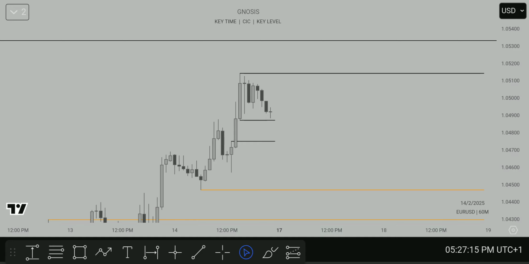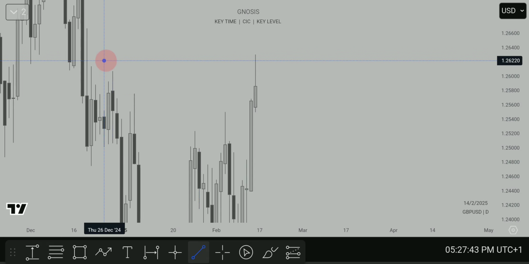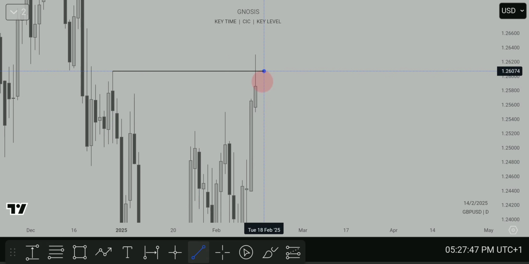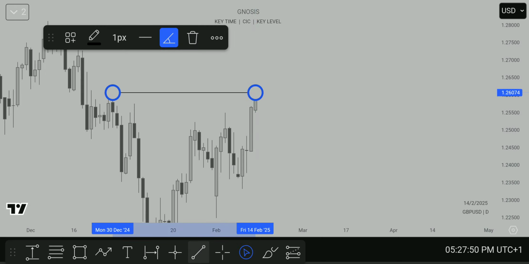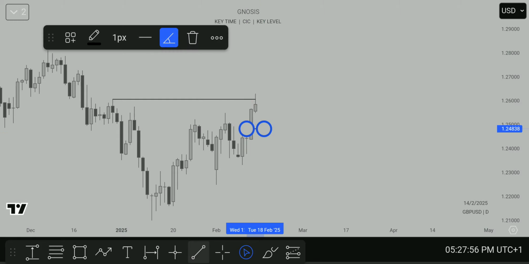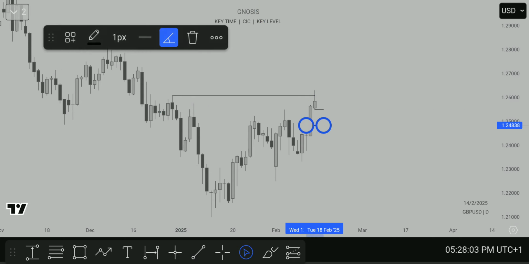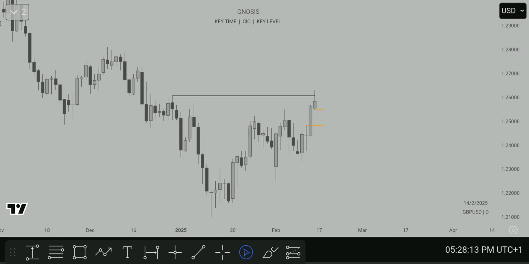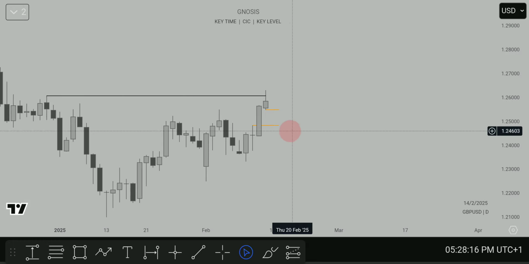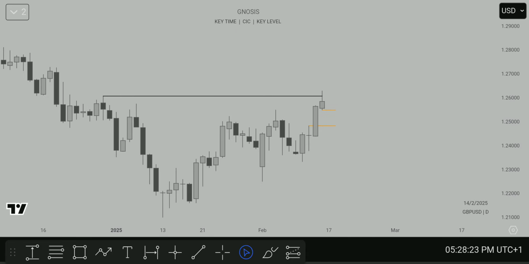Let's just go pass by into GBP. In GBP we have this long wick candle, price respecting this high. So we have this fair value gap. So yeah, price should, for me, first use this fair value gap before going higher.